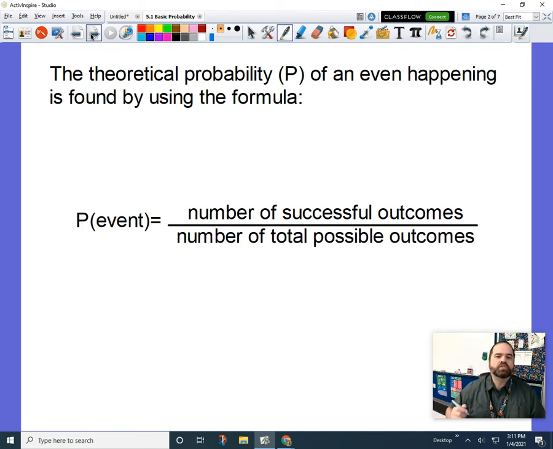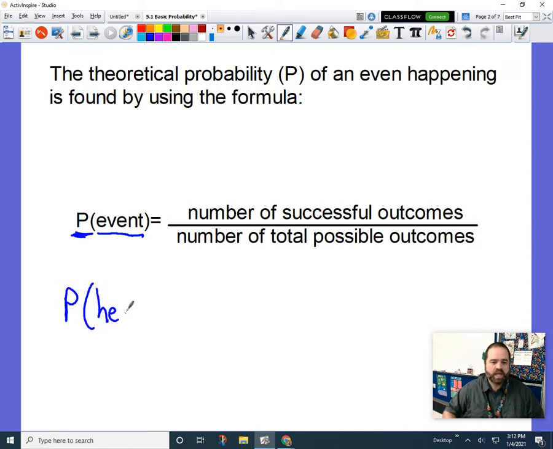Okay, so the way these things are going to be presented to you when I ask a question is this big capital P out here, right? You're going to have the probability, and then in parentheses, you're going to have the event that we want to have happen. So if you flip a coin, it'll say something like, what's the probability that you get a head when you flip a coin? And your answer is going to be given to me as a fraction.